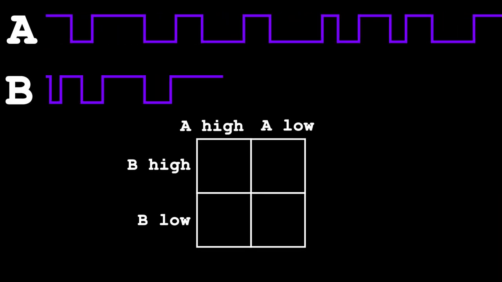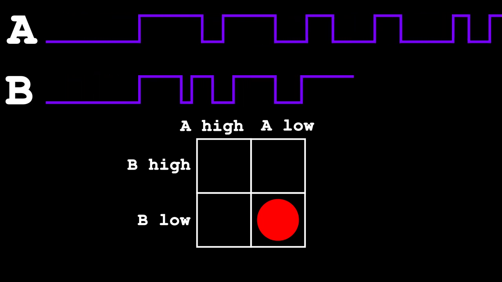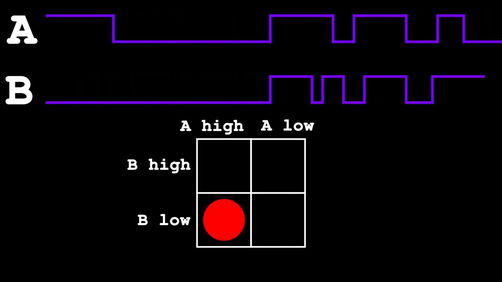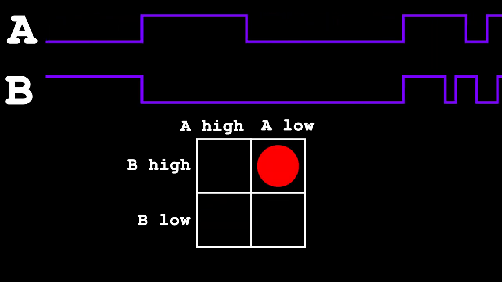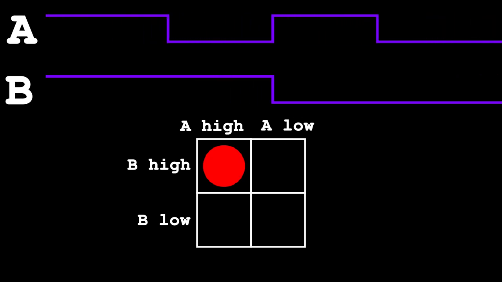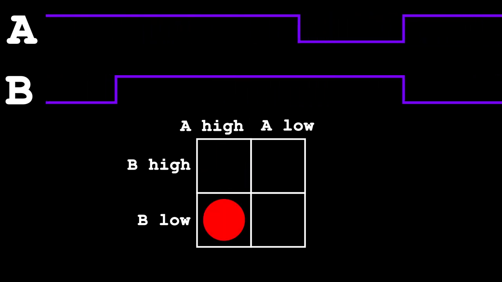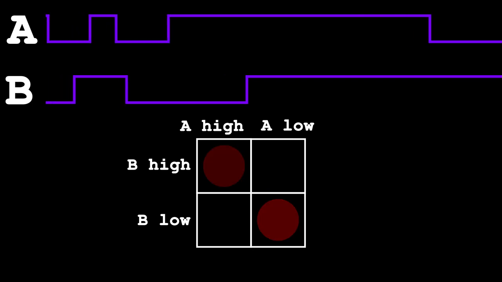We're dealing with binary signals here. Gates, triggers, whatever. They're true or false, on or off, high or low. For two binary signals A and B, that gives us four possible combinations of outputs. A low and B low, A high and B low, A low and B high, and A high and B high. The input must, by definition, always be in one of those four states.